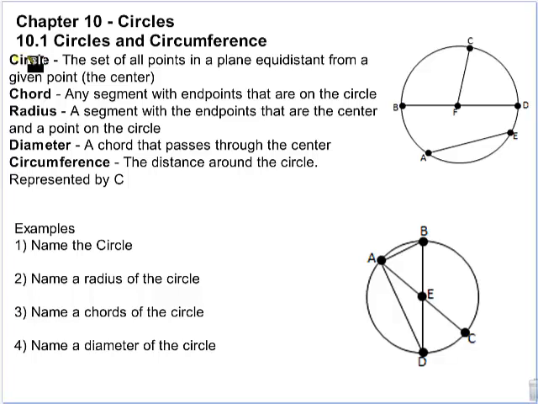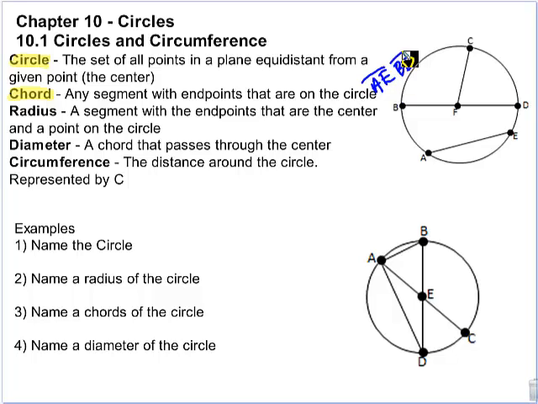Chord. A chord is any segment with endpoints that are on the circle. So over there, what are some examples of chords that have two endpoints on a circle? FC would not be because F is not on the circle. AE would be a chord because they are on the ends, on the circle. BD would be a chord.